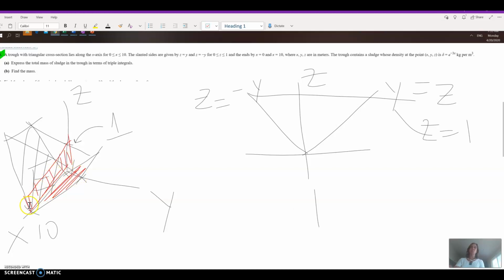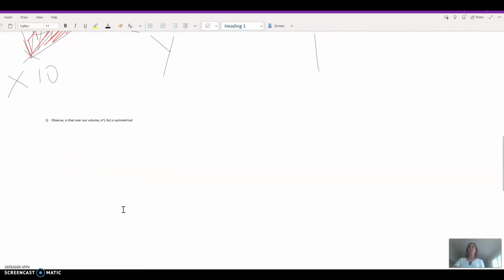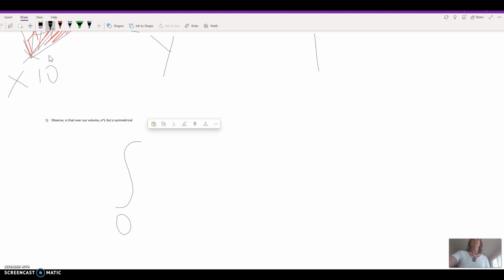For y's, you always start from the smaller to the bigger. So I'm starting from where y is 0, and I'm ending here where y is equal to z. Then I would next integrate the z's, and the z's I know go from 0 to 1. And then I would end with the x's, which go from 0 to 10. So setting up that integral, I already put down that we observe the symmetry. Setting up the integral, I said inside, the y's go from 0 to that plane where y equals z.